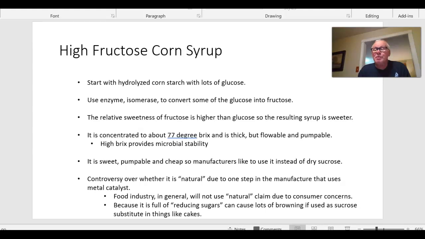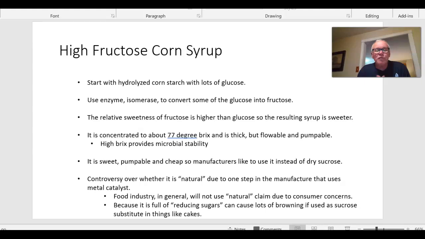You concentrate it to about 77 degrees Brix. It starts out as a thinner solution, and you want to concentrate it more, up to about 77 degrees Brix. It's pretty thick, but it's flowable so that you can still pump it. And the very high Brix, 77, is a pretty high Brix. It provides really good microbial stability. You can leave it out. I have some here at home that's been there for 2-3 years and nothing will grow in it.